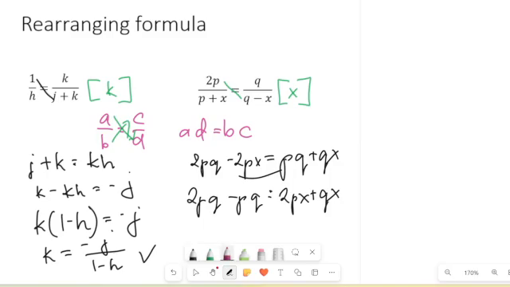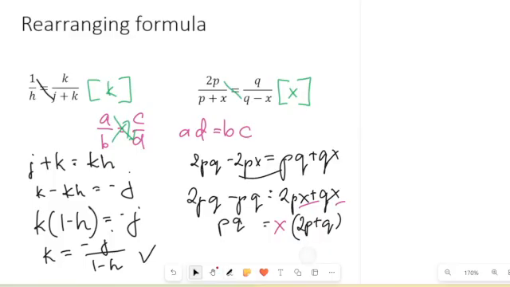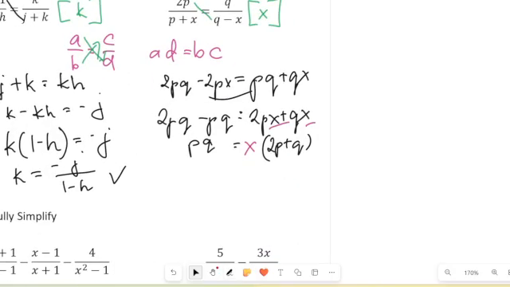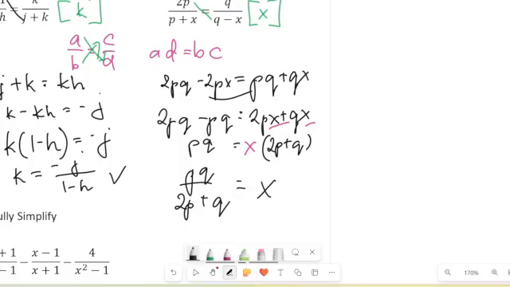Let's factorize the x as a highest common factor. So then in the bracket, I will have x times 2p plus q equals to just pq. And now again, I'm dividing both sides by that. So I get pq over 2p plus q equals my x.